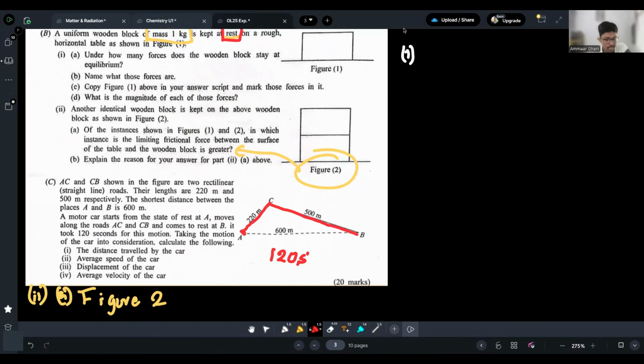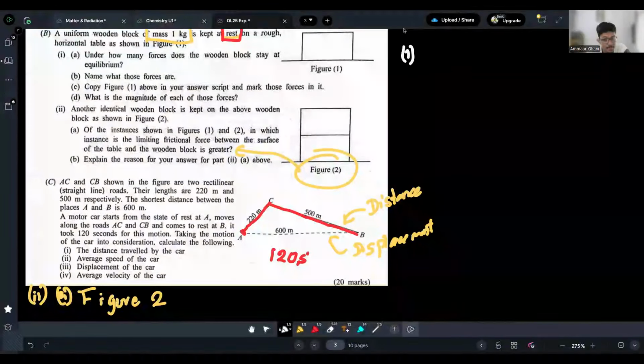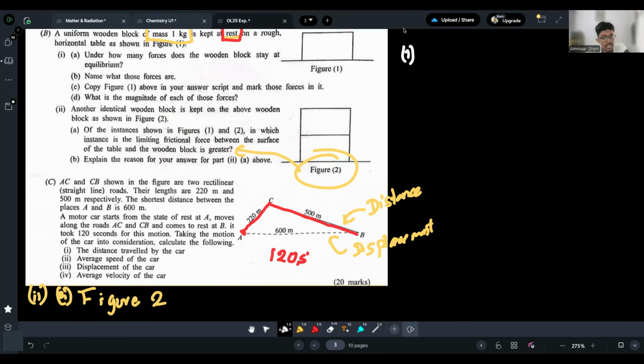Now, think wisely, think properly. This is the distance. This is the displacement. This is a very easy question. If you can't answer this, probably you are cooked in your science paper. This is the displacement because it's the shortest distance between 2 points, and the car is traveling a longer distance. So they're asking for the distance traveled by the car, which is 500 meter plus 220 meter equals 720 meter.